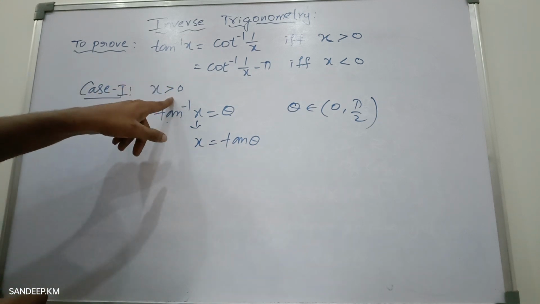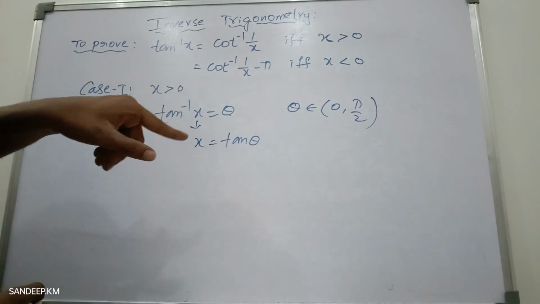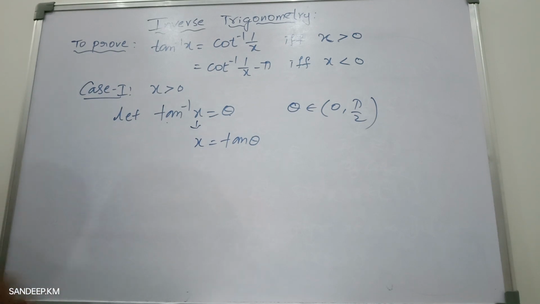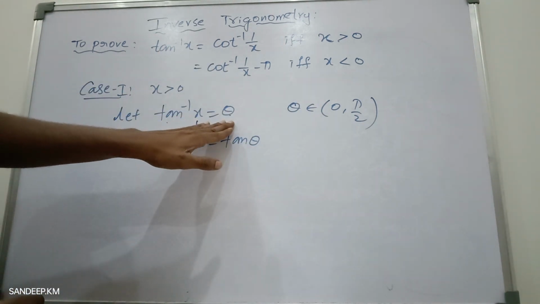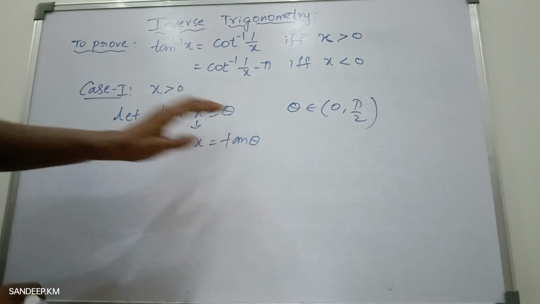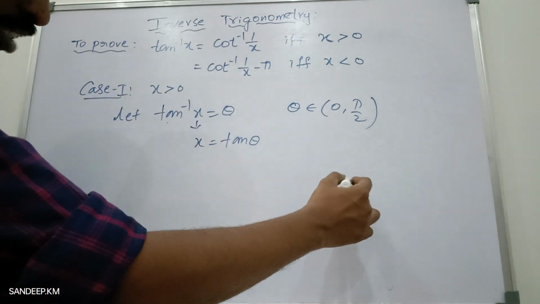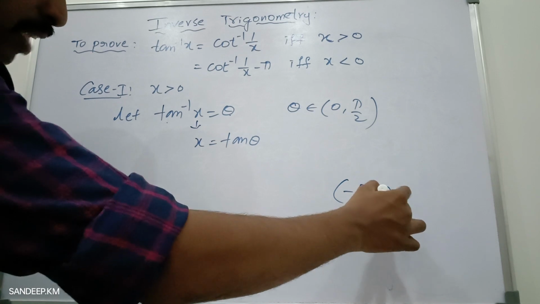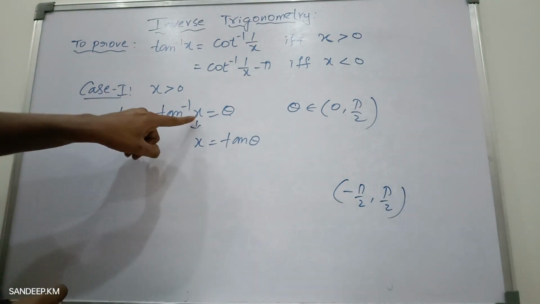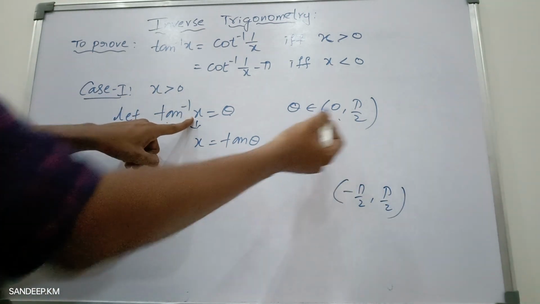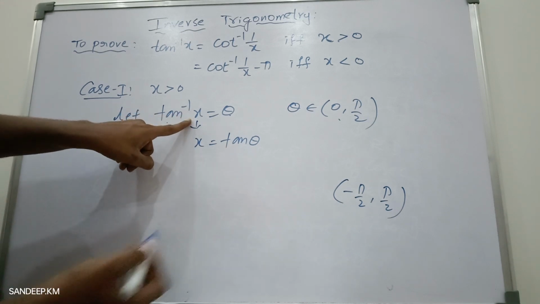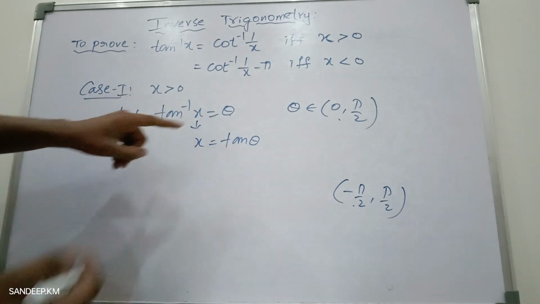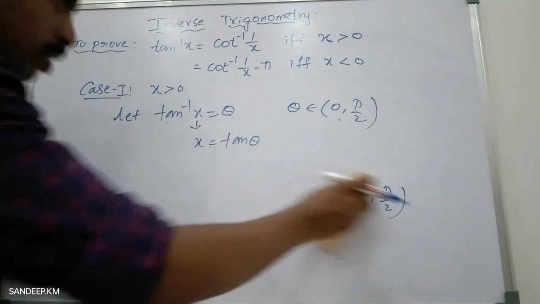If x is negative, then theta will be between minus 90 and 0. How did I get this? The range of tan inverse x is between minus 90 degrees and plus 90 degrees. If x is positive, I will take the angles between 0 and 90, and if x is negative, I will take the angles between minus 90 and 0. Now keep this in mind.